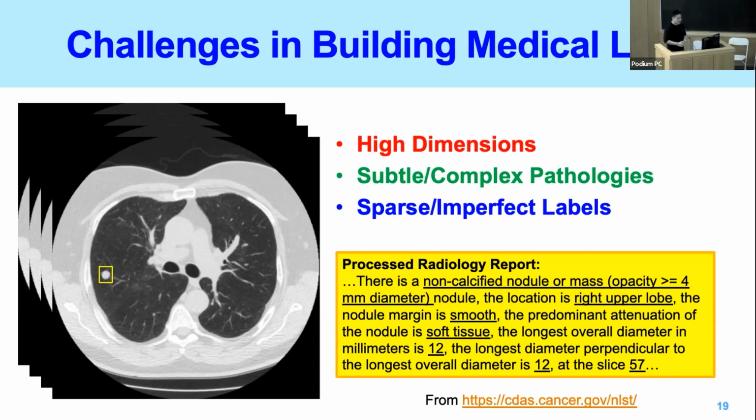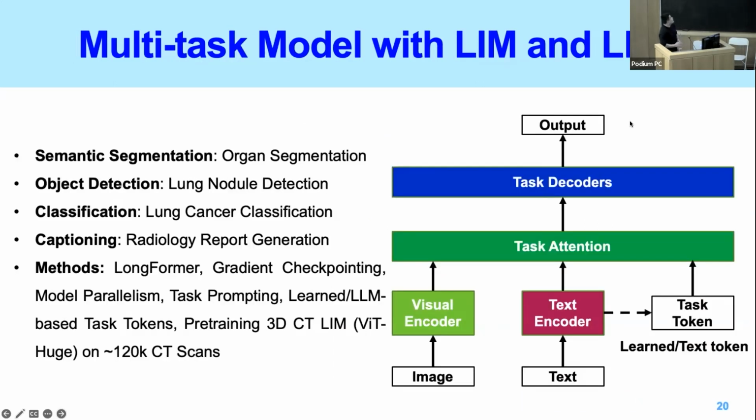Actually, radiology report generation involves many tasks, like what kind of nodule it is, where the location is, what the size is, and so on. So in this project, we develop a multitask model with a large image model and large language model. Currently, we mainly focus on semantic segmentation, object detection, and classification, which are the three main computer vision tasks. And we are also interested in captioning.